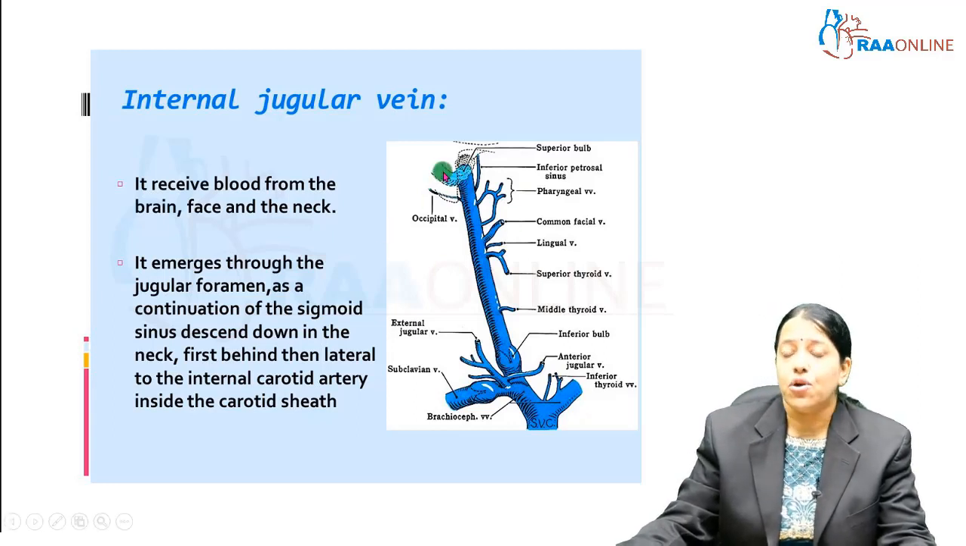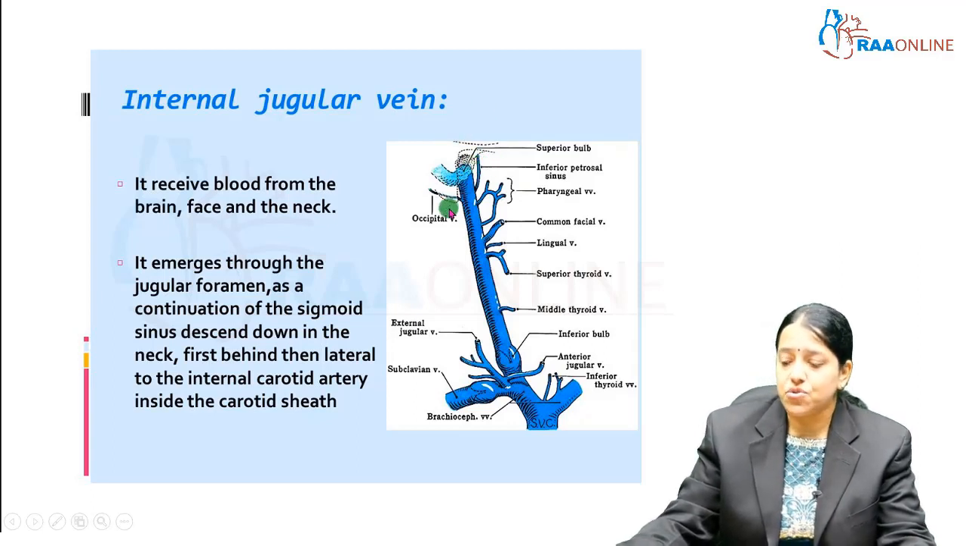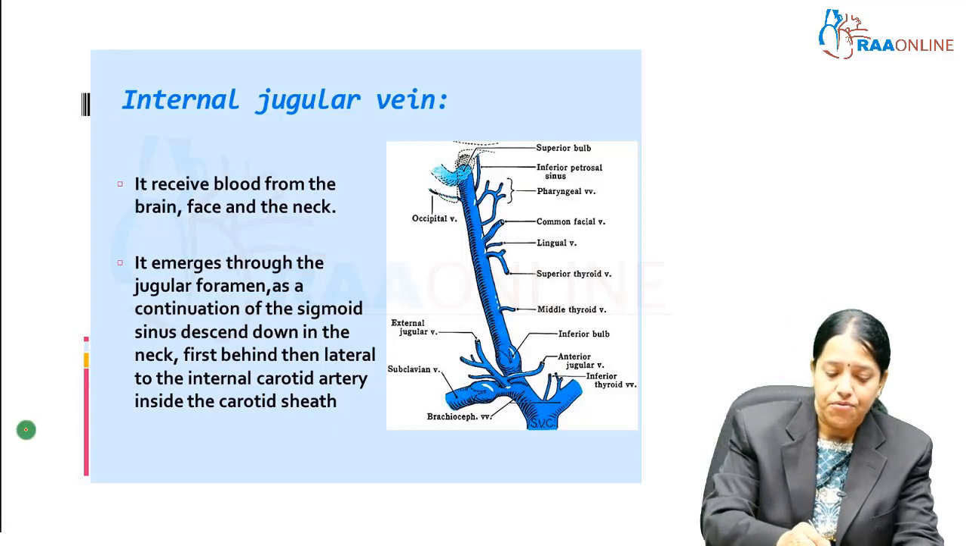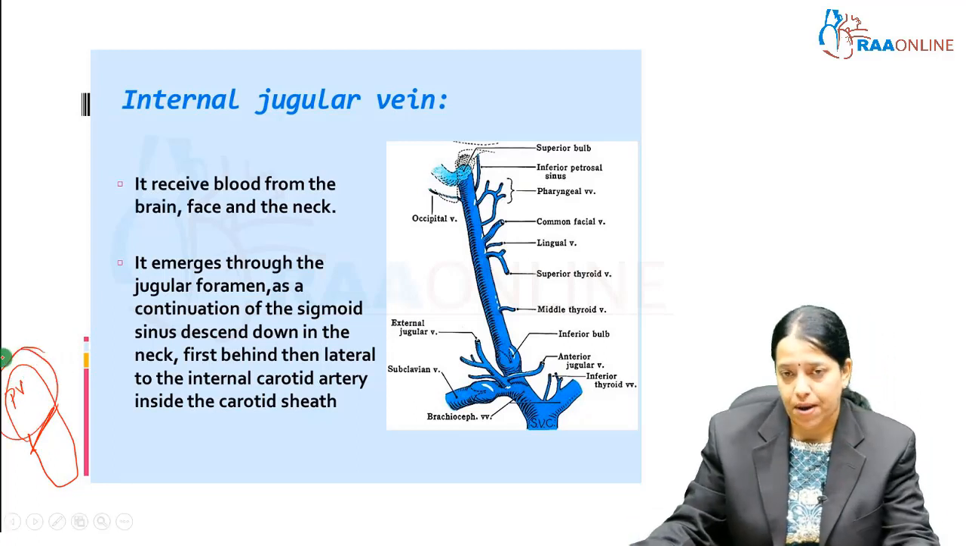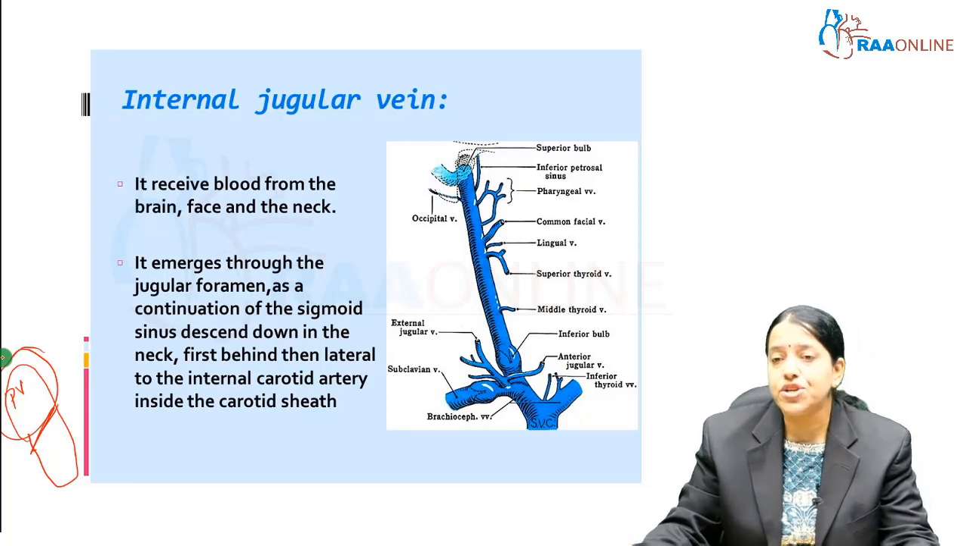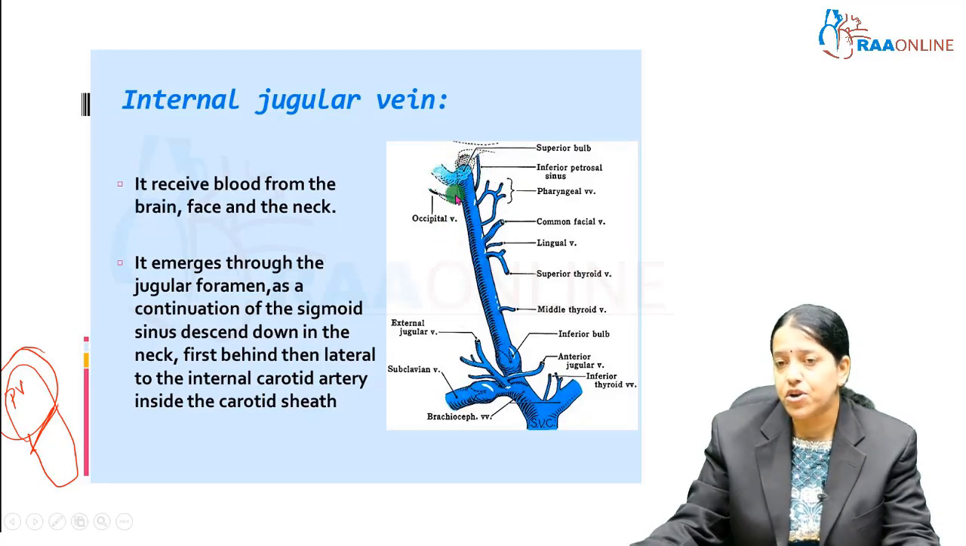It is going to emerge from the cranial cavity through the jugular foramen. Now this jugular foramen has a nervous component and a venous component. It is a pear-shaped foramen situated in the base of the skull, and the internal jugular vein is going to come out from this pear-shaped foramen, from the pars vasculosa of the jugular foramen, and it is just the continuation of the sigmoid sinus.